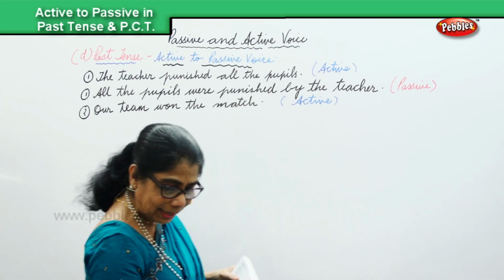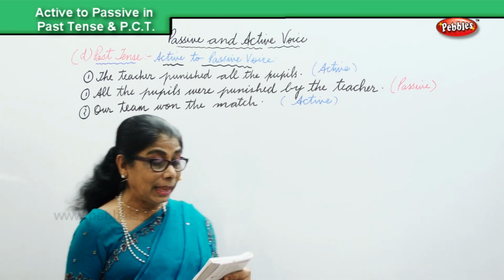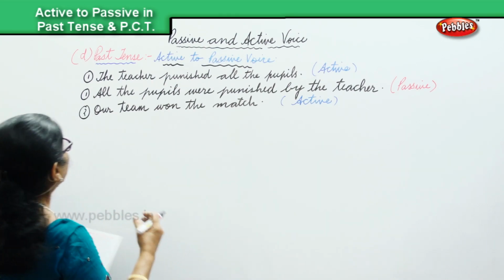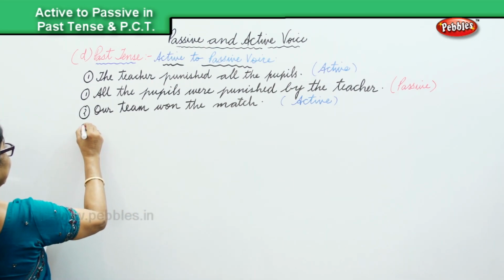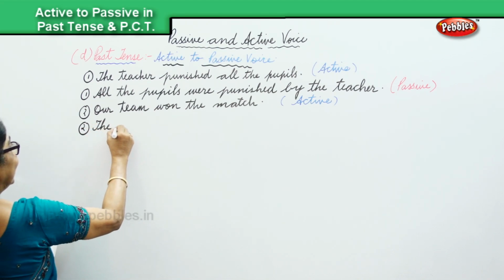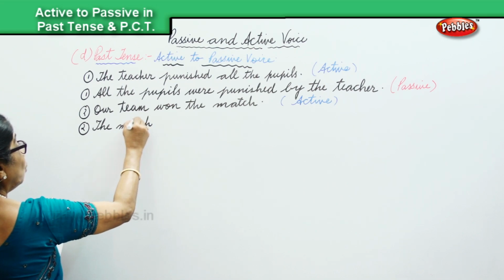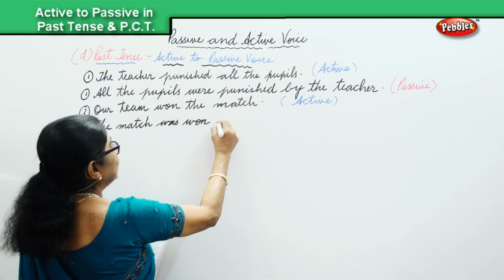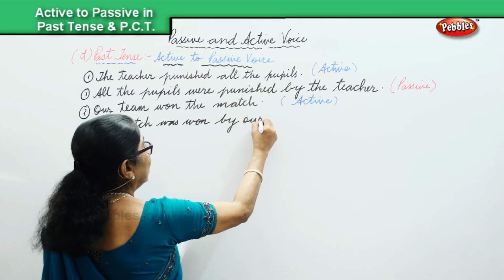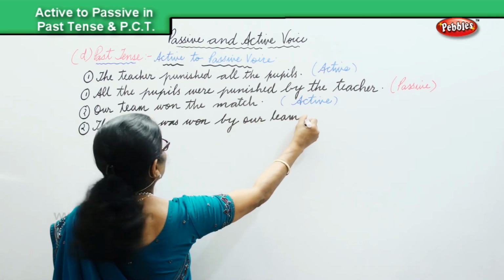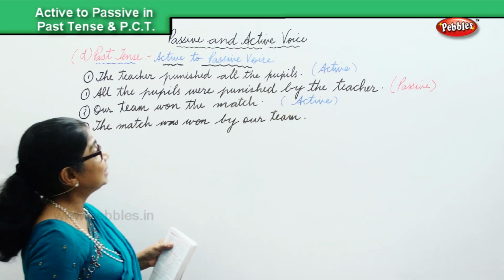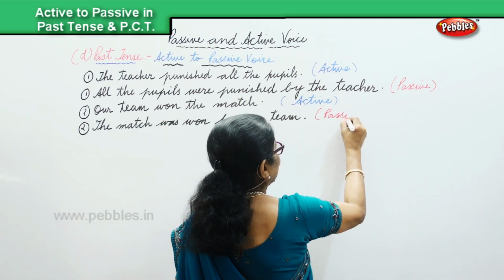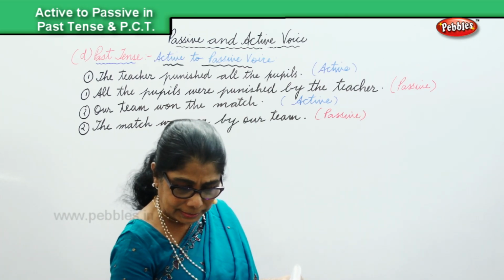Now we're going to change it into the past tense. So what will that be? The match was won by our team. So that becomes, in the past tense, the passive voice. Very good. Shall we take another sentence now?